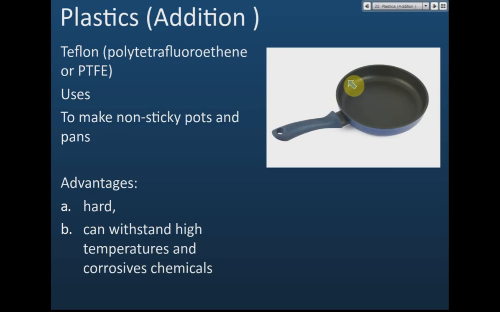Like this pan, you can see that inside here we have a black material. So this is Teflon. There's one layer of Teflon here. So if you use these pans to cook, you will find that the food will not stick on its surface, even though you do not use any oil, or you use a small amount of oil. Normal pan, if there's no oil, the food will stick on the surface. But this one, the food won't stick. So this is a non-sticky pot or pan. And only the surface layer is Teflon, the other part is steel. Teflon is very hard and it can withstand high temperatures and corrosive chemicals, and it's quite expensive actually.